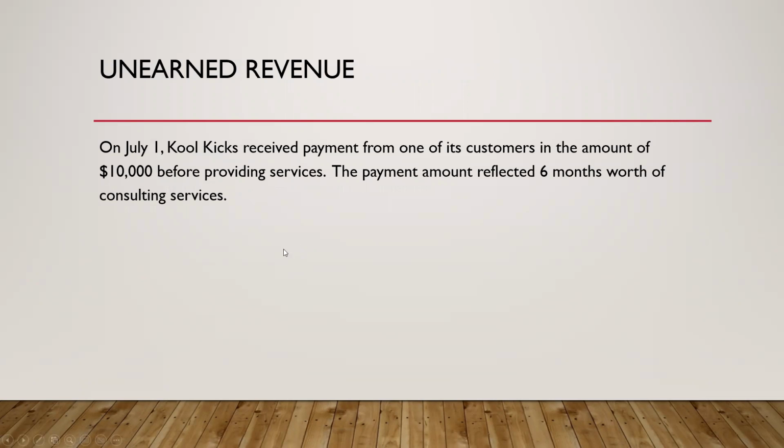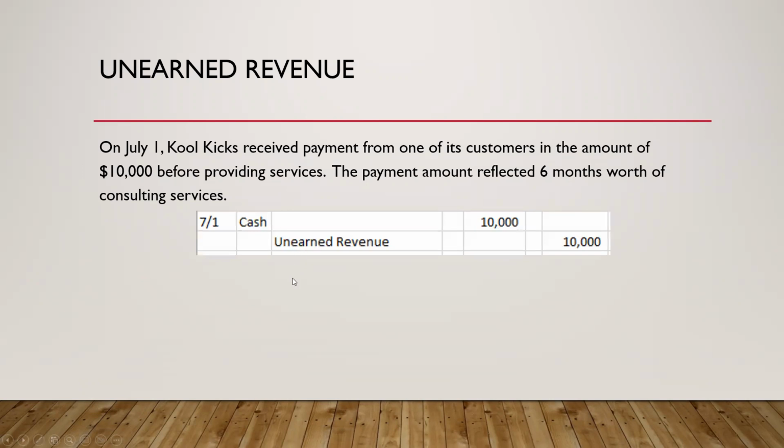With unearned revenue, we receive the money from our customer, but we haven't provided the service. And remember, the revenue recognition principle says we can't record an amount received as revenue until the earnings process is complete. So initially, the earnings process is not complete, and over time, we earn the money. So let's see this example. On July 1, Cool Kicks received payment from one of its customers in the amount of $10,000 before providing services. The payment amount reflects 6 months worth of consulting services. So again, not an adjusting entry because it involves cash.